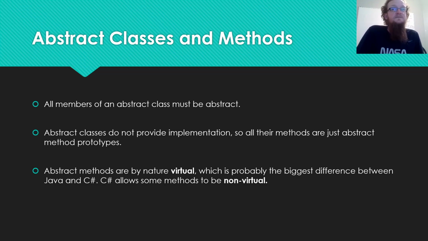Abstract methods themselves are virtual by nature. So all abstract methods are virtual. And the biggest difference between Java and C# in terms of object orientation is that C# allows some methods to be non-virtual, which means that a child class cannot override that method even though the method is implemented by a parent. So in Java, all methods are considered to be virtual. In C#, all methods are considered to be non-virtual unless you use the virtual keyword to indicate that the method can be overridden.